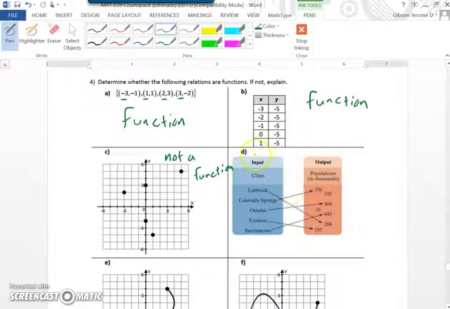Now we look here. We have our input and output. All you have to do is look at your input and see if you have 2 arrows going from one of your inputs. You do not have 2 arrows going from one of your inputs, so it's a function.